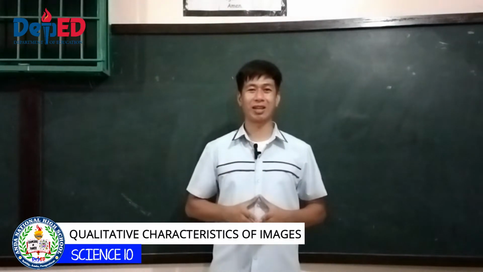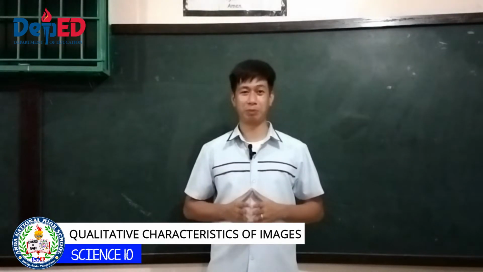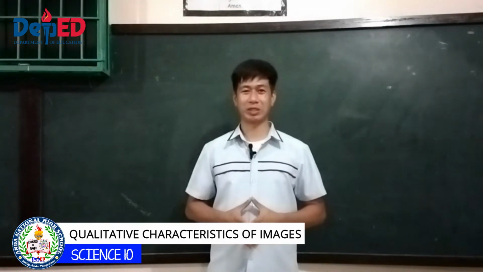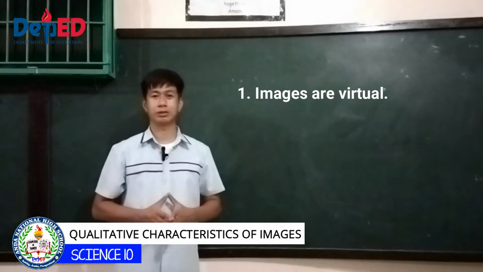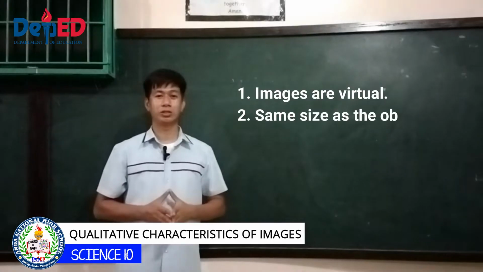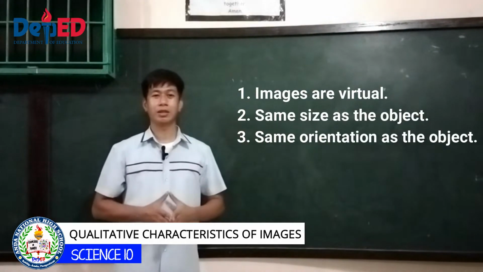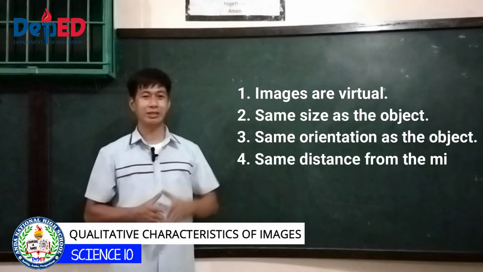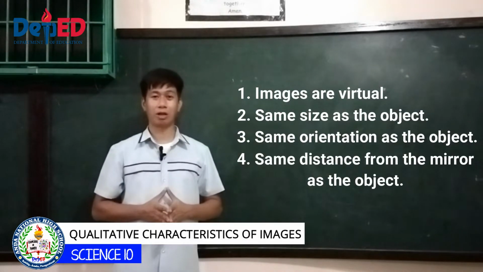What are the characteristics of images formed by a plane mirror? So we have four different characteristics we can observe. 1. Image is virtual. 2. Same size as the object. 3. Same orientation as the object. And number 4. Same distance from the mirror as the object.